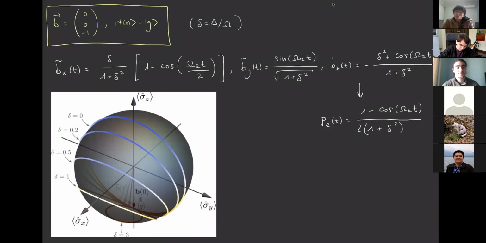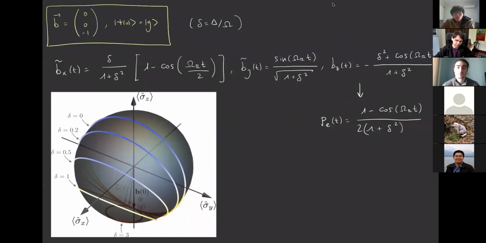As delta becomes larger and larger, the radius of that circle becomes smaller and smaller, but always embedded in the same sphere, the Bloch sphere. In particular, when delta becomes very large, the circle becomes so small that you just remain in the ground state. You do a very tiny circle around the ground state. That's the limit of delta going to infinity, in which we recover just the free evolution of the atom. And the free evolution of the atom starting from the ground state is to remain in the ground state.